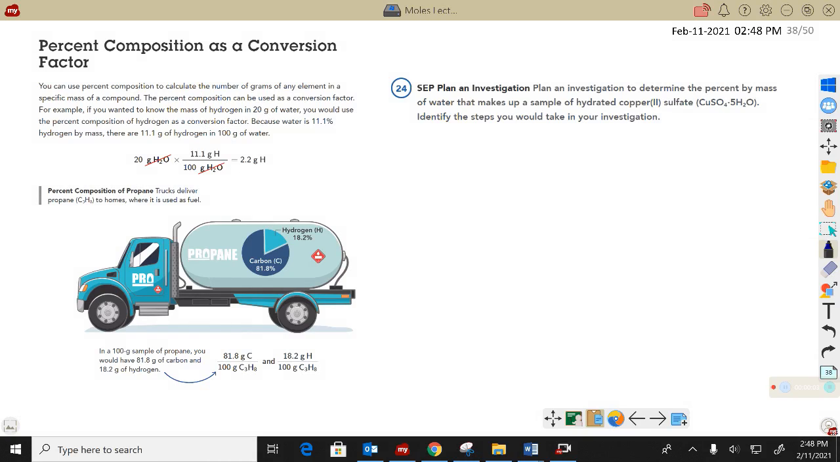This section is titled Percent Composition as a Conversion Factor. I'm going to come out and tell you that I don't really use it as a conversion factor. Percent composition does have some very useful applications, but I don't really set it up as a conversion factor.